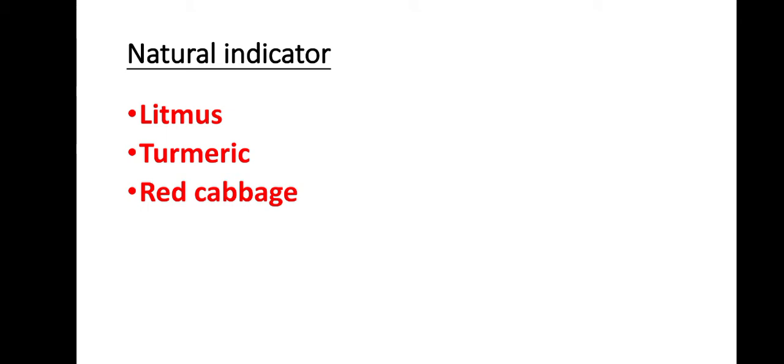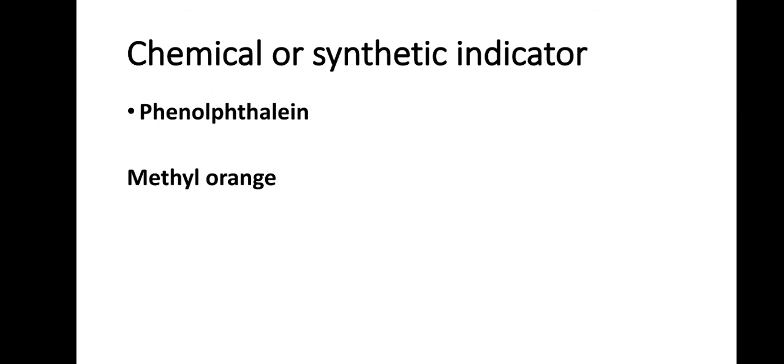Why does the color of turmeric stain on cloth change to reddish brown in soap solution? Because turmeric shows reddish brown color in basic medium. These are the natural indicators: litmus, turmeric, red cabbage. Chemical or synthetic indicator: the substance which is synthesized or formed in the laboratory is called chemical or synthetic indicator. For example, phenolphthalein and methyl orange.